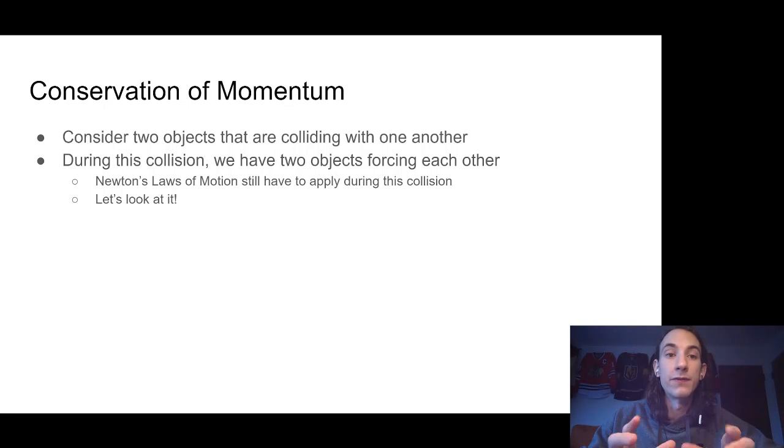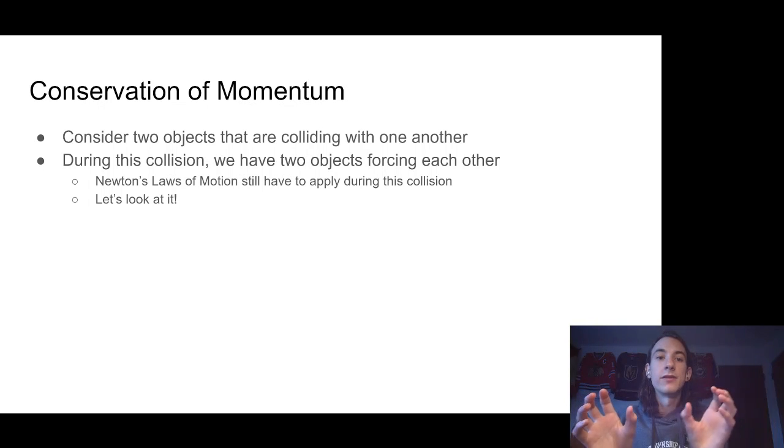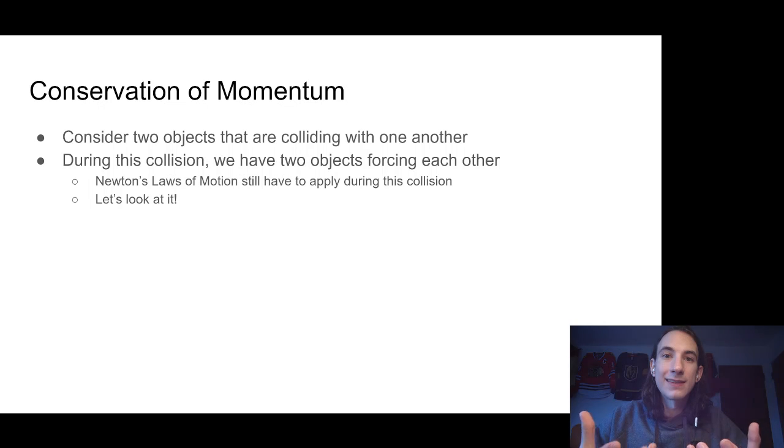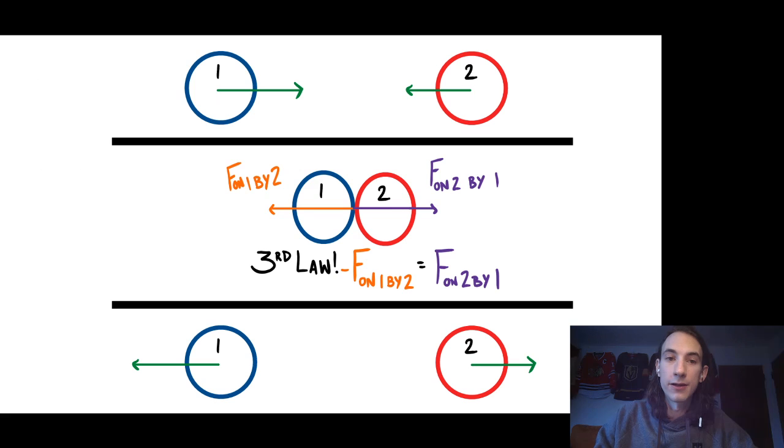And one of the main things that we are going to use momentum for is this main idea that momentum is conserved. So if we consider two objects that are colliding with each other, we have to look at this collision and say everything about this collision still has to satisfy Newton's laws of motion. They still have to apply. We still have this collision where force is happening. So let's define conservation of momentum, or derive it, from this idea that Newton's laws have to apply anytime we have these objects interacting with each other.